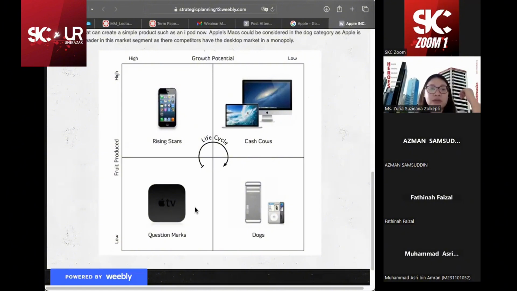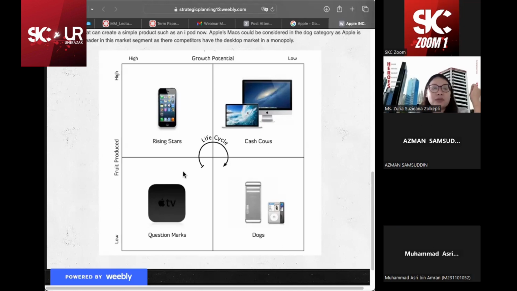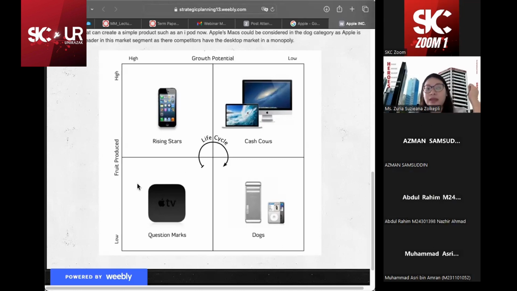Lepas tu, the question mark here, you can see the growth potential, what is this? I think this one is Apple TV. Kan, Apple TV is not so popular. And they just recently kat Malaysia dah jual HomePod. Tapi kan, Miss, pasal question ni tadi tu, can it be transferred into opportunity? Still open sky. Boleh tak yang question ni tu? Dia macam bukan benda belum diteroka, cuma dia tukar jadi opportunity to explore further.